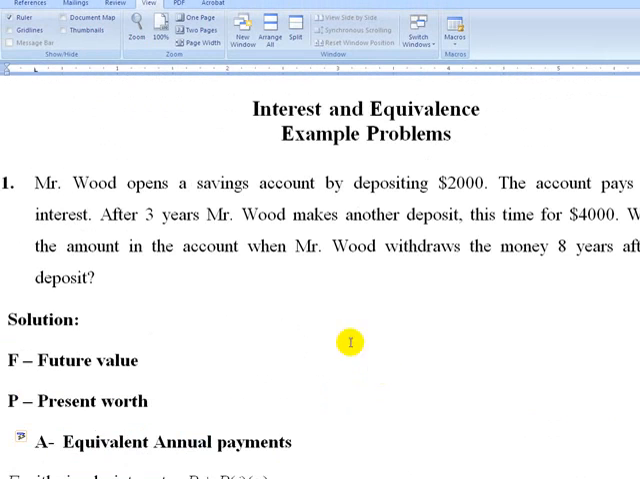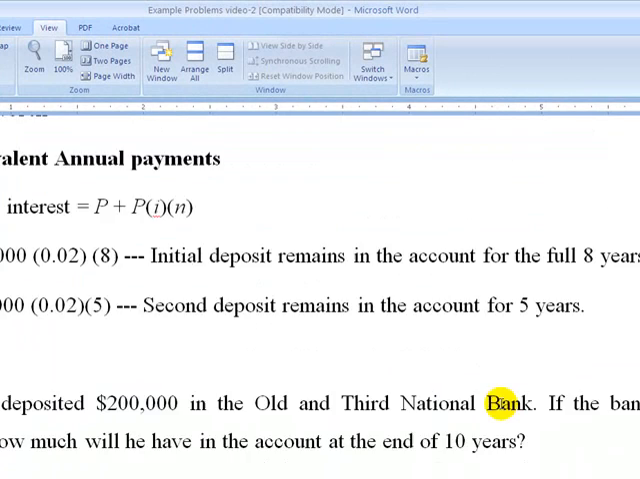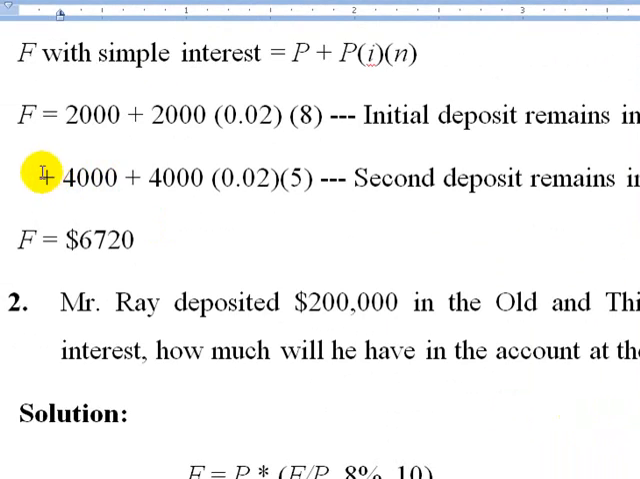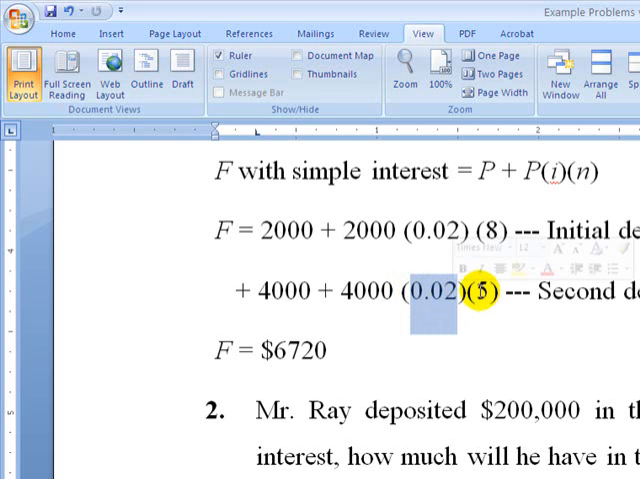Then the second part is, after 3 years, Mr. Wood made another deposit of $4,000. So we need to also take that into consideration. This is the first part plus 4,000, meaning the second deposit, plus we need to find the interest on the second deposit, which is 4,000 multiplied by I, the interest rate. That didn't change, so it is 0.02. But the second deposit was in the bank only for 5 years, because it was deposited 3 years after the first deposit, right? So N is 5 in this case.